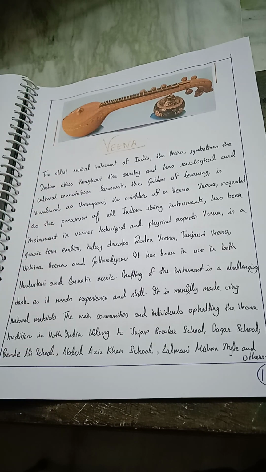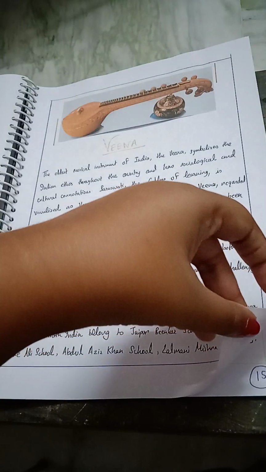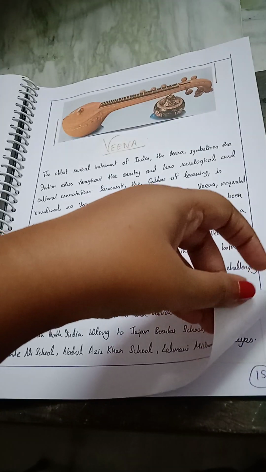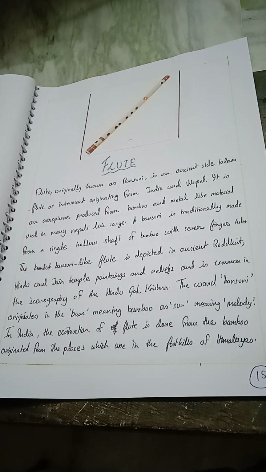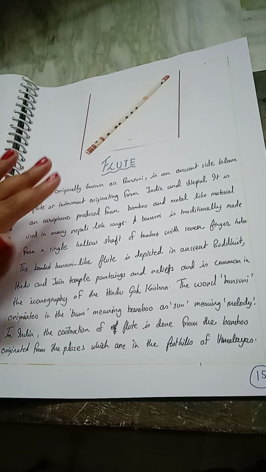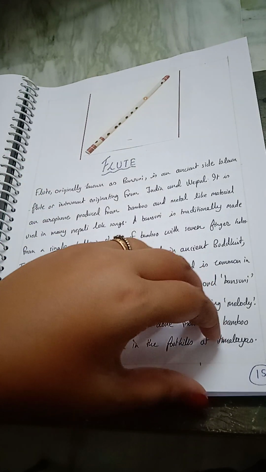For each practicum, for each musical instrument you can give one page, maximum 2 pages, not more than that. I have done it in 1 page. You can also do it in 2 pages, but maximum 2 pages. Not pages after pages you are writing, not that. You have to write maximum 2 pages, not more than that. See here, flute also I have done the same way.